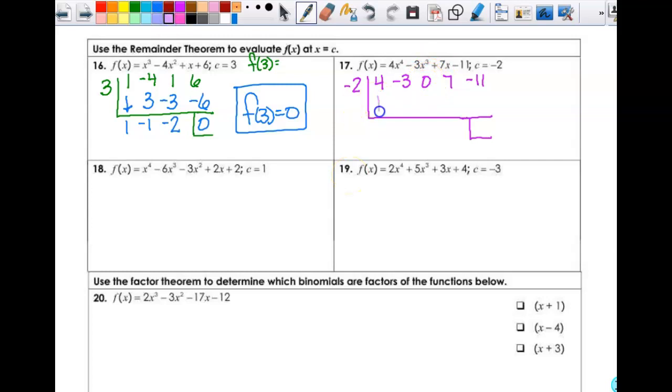Okay, so then bring down my 4, get negative 8. That's negative 11. That gives me positive 22, negative 44, negative 37, positive 74, positive 63. So f of negative 2 equals 63.